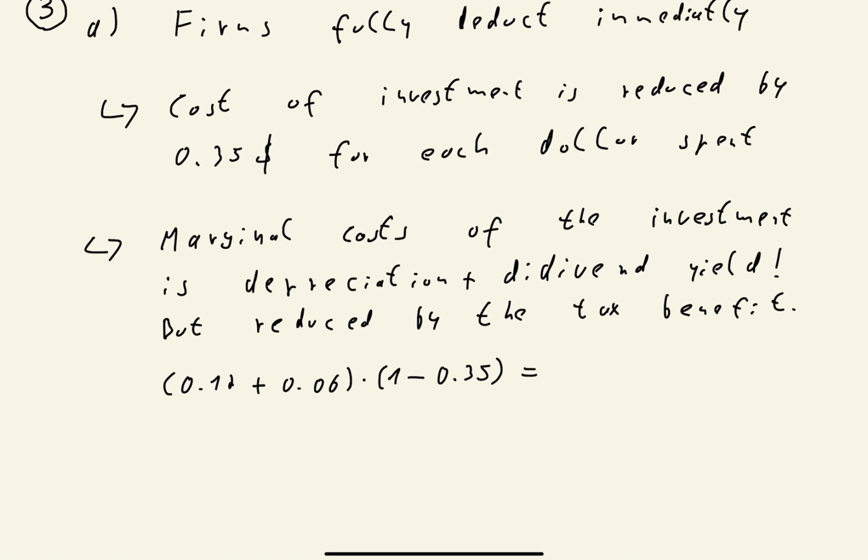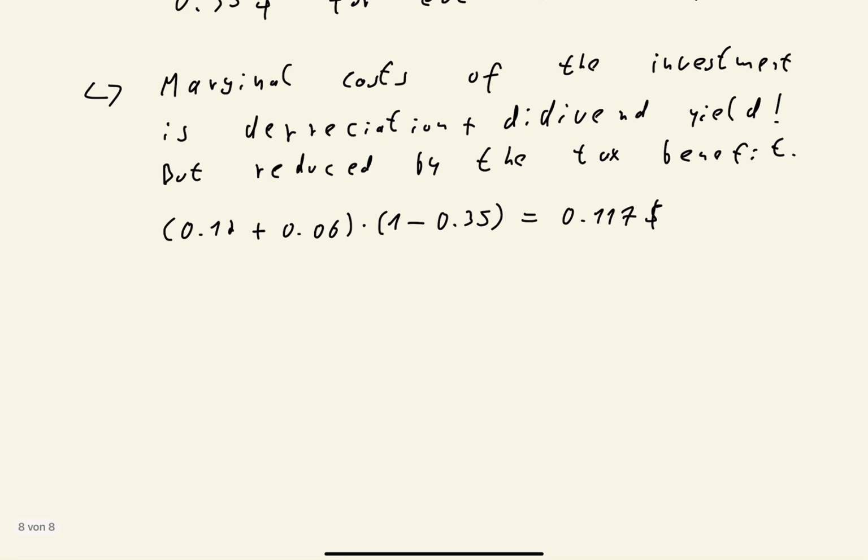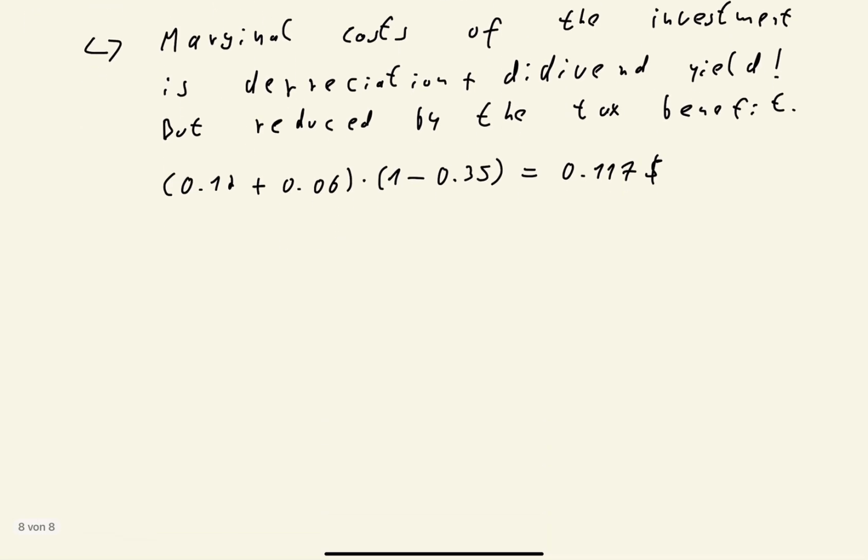And this is equal to $0.117. And this is the marginal cost of each dollar of investment if you're allowed to expense the machine and you deduct it immediately in the first period. So sub-exercise B.